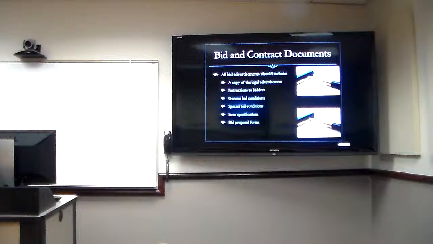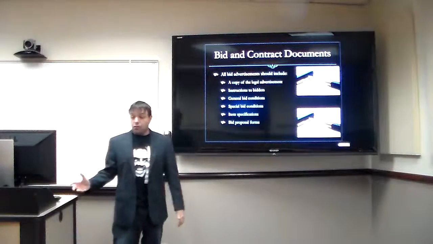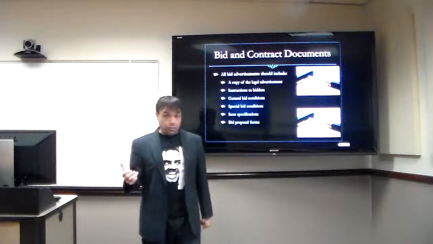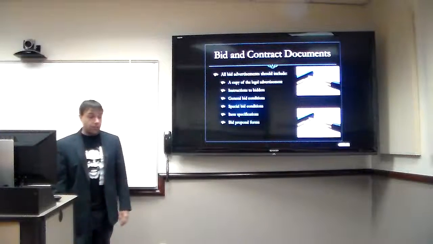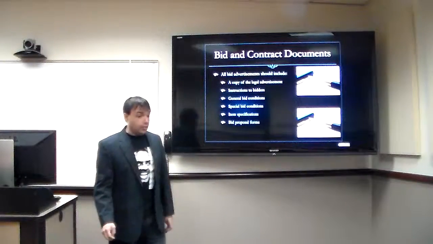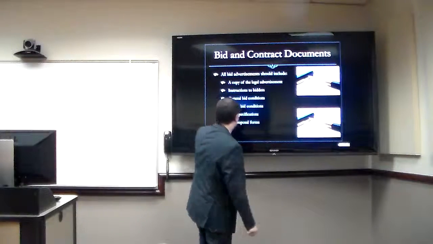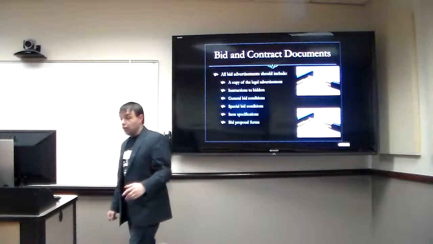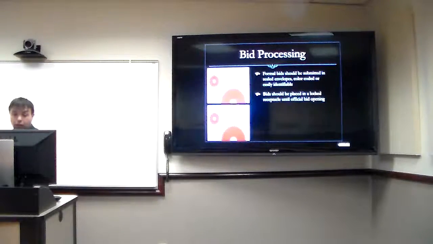Then in this advertisement, you have to make sure that it includes the following so you don't get sued. There has to be legal advertisement, instructions on what to do, what the conditions are. The conditions are normally the time frame. Special bid conditions, if there's something that has to be done, like if you need assistive technology in the purchase you're making, what specific items you're looking for, and then the actual forms for the bid proposal. And that should all be available at the district level.